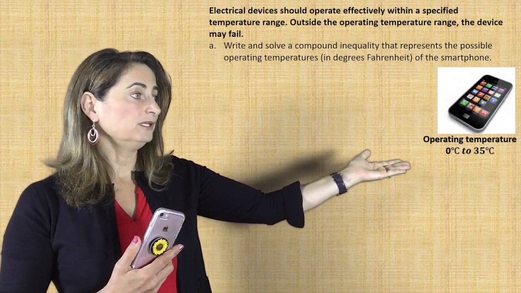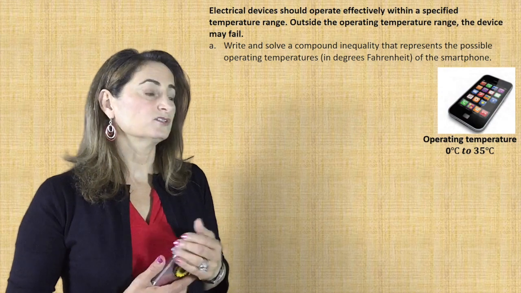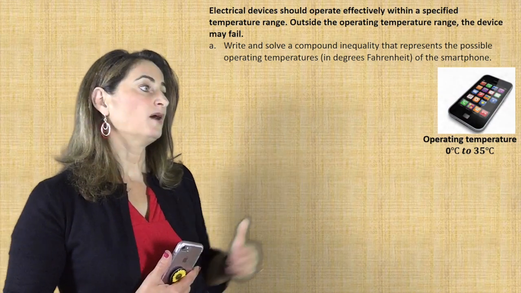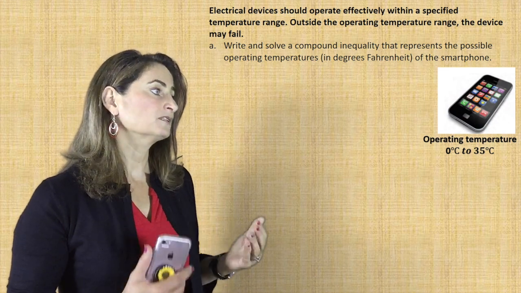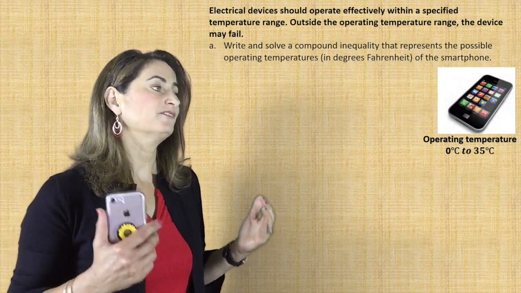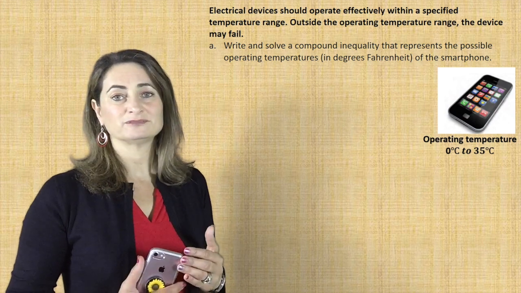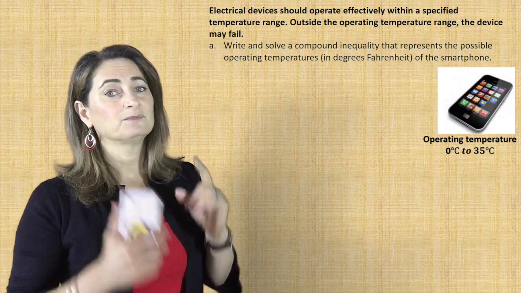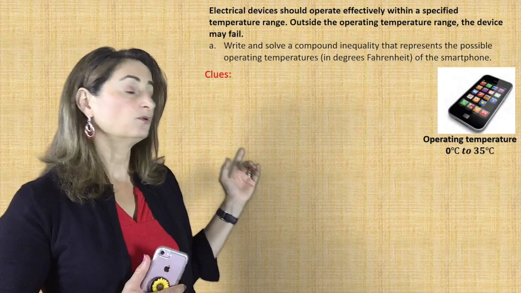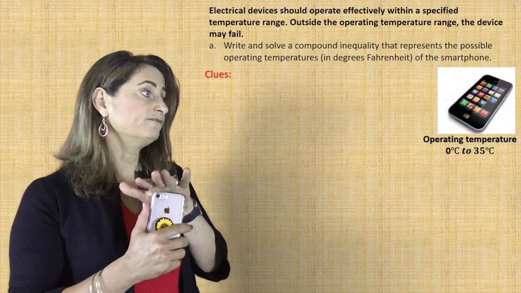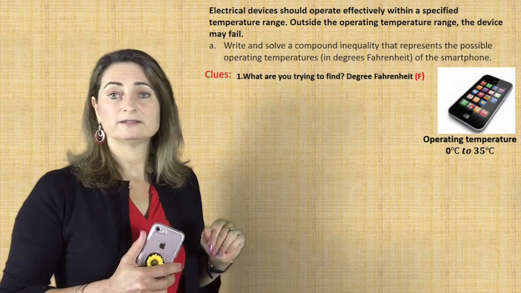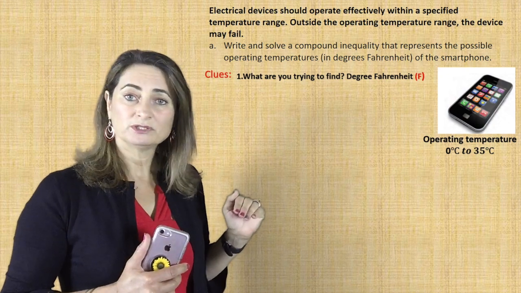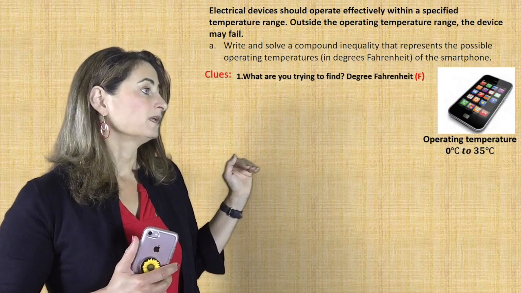So look at this example. Here's the phone, and its operating temperature is 0 Celsius to 35 Celsius. They want you to write and solve a compound inequality that represents the possible operating temperature in degrees Fahrenheit of the smartphone. Did you notice something? This is Celsius and they want it in Fahrenheit. Make sure you do that. So look for your clues. Here's a phone. What are you trying to find? The degrees in Fahrenheit. And that's the F, the variable we will give to this equation.